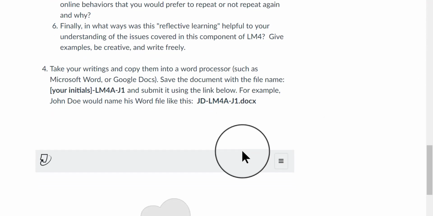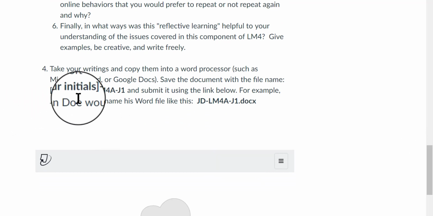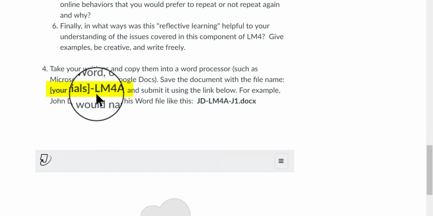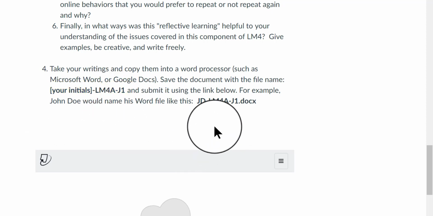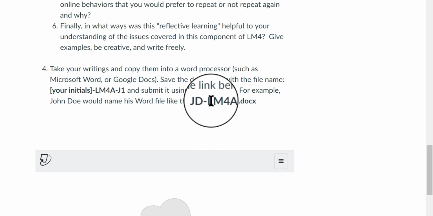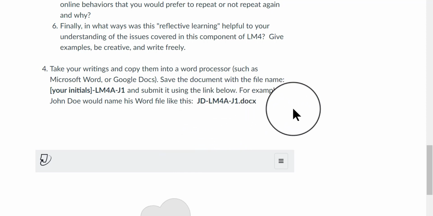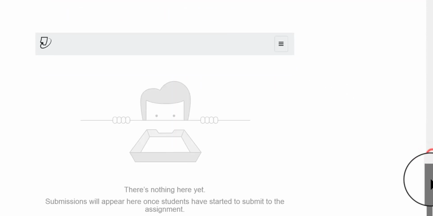Then when you're done writing this paper, you're going to save it with this name. Call it your initials, LM4A, J1 for journal 1. Like if my name was John Doe, this is what I would name it, JD LM4A J1, and then submit it into the link at the bottom of this page.